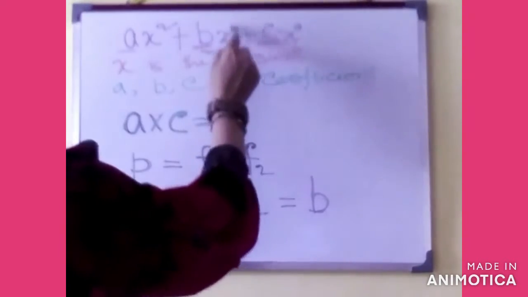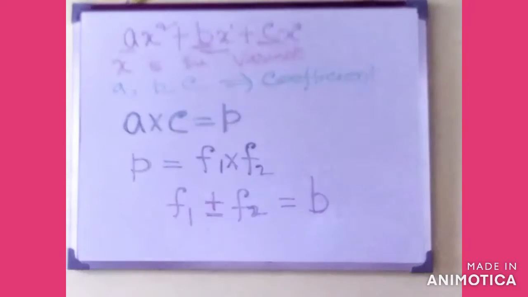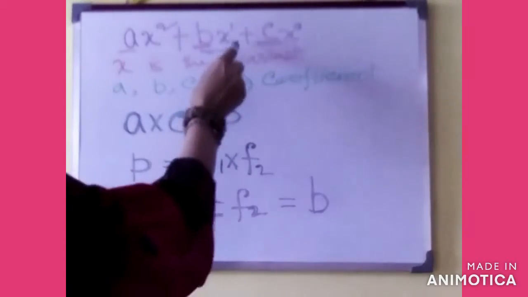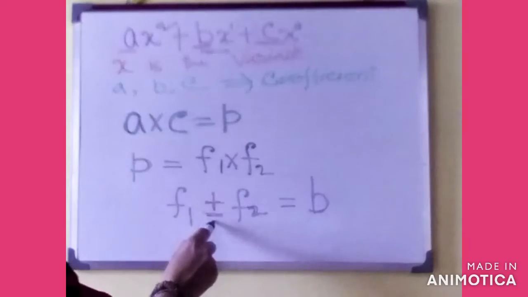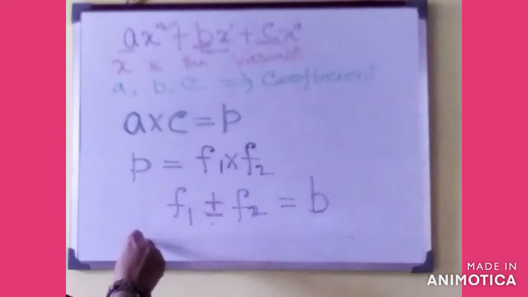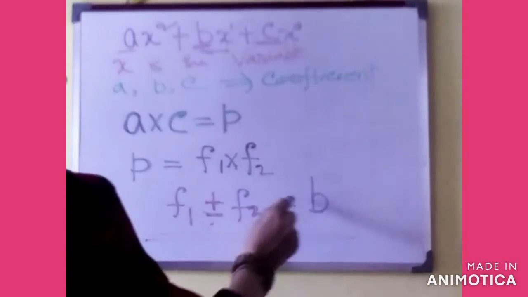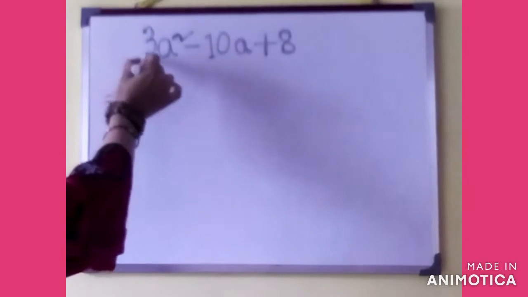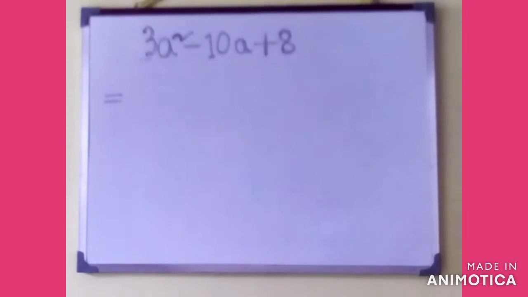So we will look at the sign between these terms. Here this sign is plus, so we will do plus. If there is minus, then we will do minus. That's why in general I have written f1 plus minus f2 will be equal to b, the coefficient of the middle term.